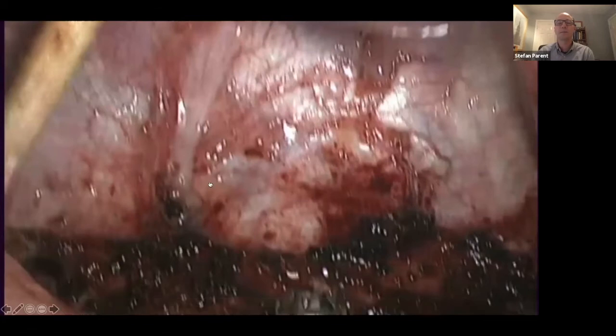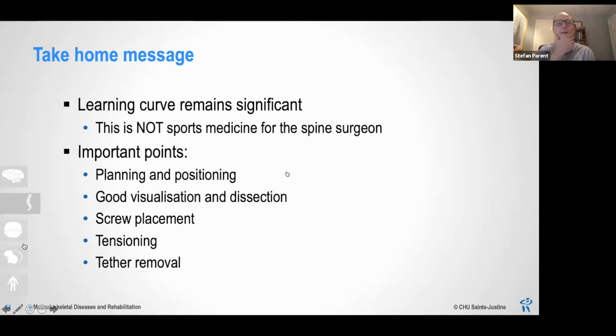So these are my tips and tricks. Before I go on to Neil, I just want to make sure that everyone understands the learning curve for this is significant. This is not sports medicine for a spine surgeon. I think the important points to remember are that planning and positioning is vital for this procedure. You need to be able to access the right levels and not be fiddling around. The worst thing that can happen is that if you're too posterior, you go into the spinal cord or the spinal canal, or if you're too anterior, you go into the aorta as you put the screws in. So you need to be perfectly positioned.